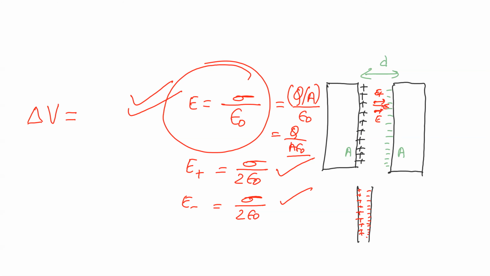Positive. Yes, very good. Always remember, the positive plate will always be at higher potential. In the same way, for a battery, the positive terminal will be at higher potential and the negative terminal will be at lower potential. So this is higher potential and this will be lower potential.